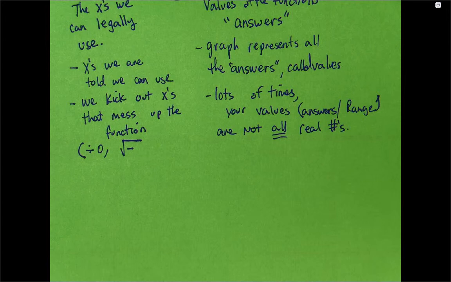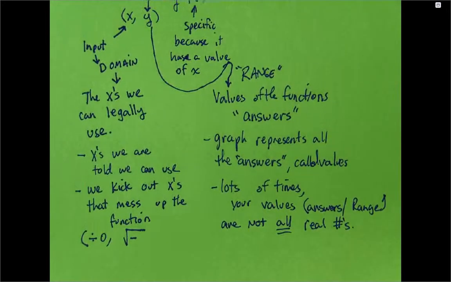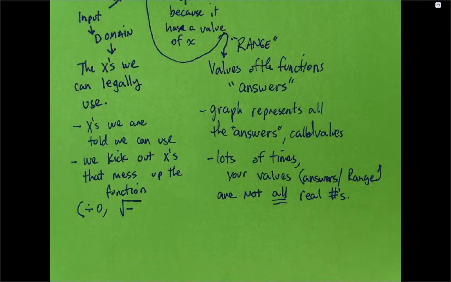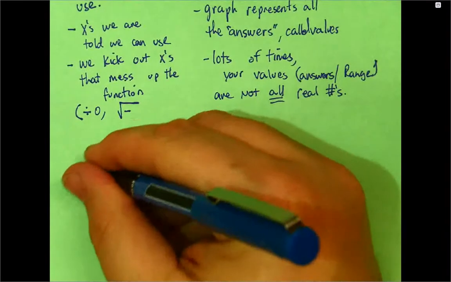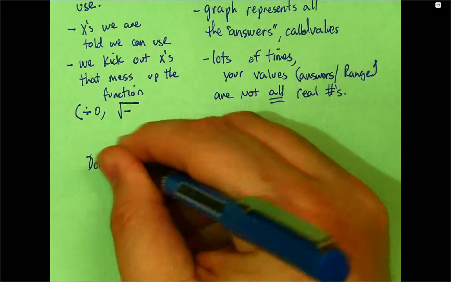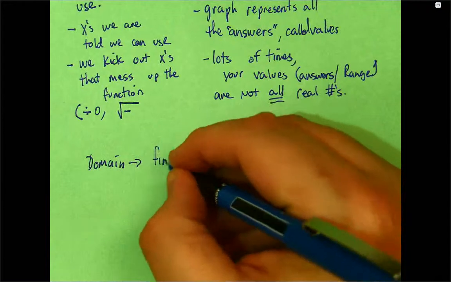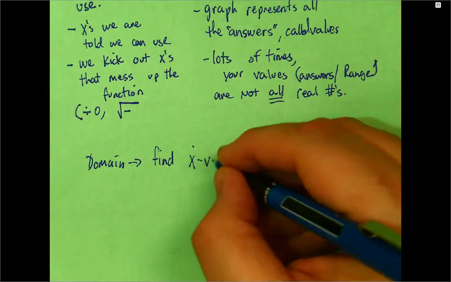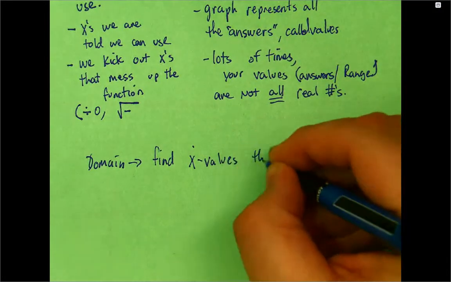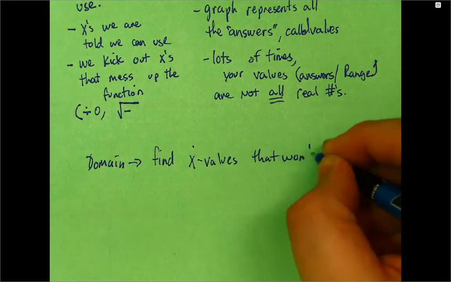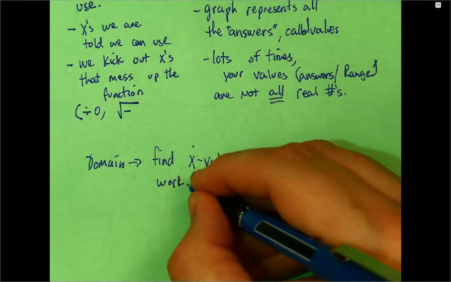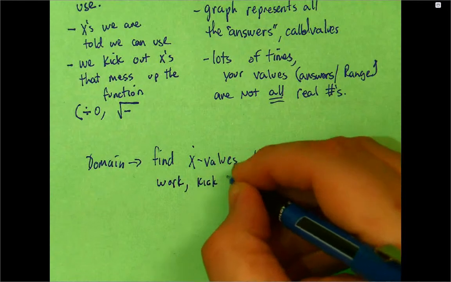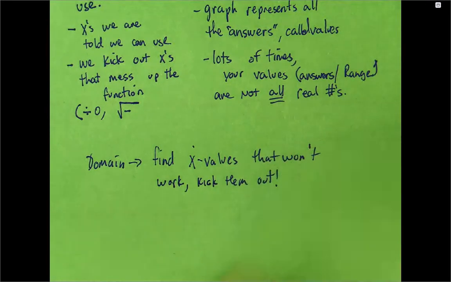So this is going to be up there, kind of like a quick explanation. This is about the 9th time you've seen domain and range, I'm sure. But the biggest thing is, if you want to find the domain, find x values that won't work, and then kick them out. Look for stuff that's going to screw things up.